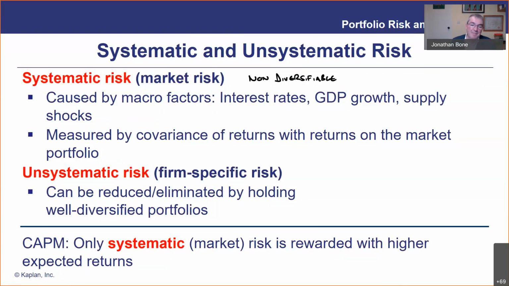So it's caused by macroeconomic factors, typically big factors that affect all stocks in the market, things like interest rates, GDP growth, etc. And it's measured by the covariance of returns with the returns on the market portfolio. So measured by the covariance of your stock against the market and comparing that with the variance of the market. We'll look at that in just a little while. It's the covariance of the stock against the market. That is how we measure systematic risk.